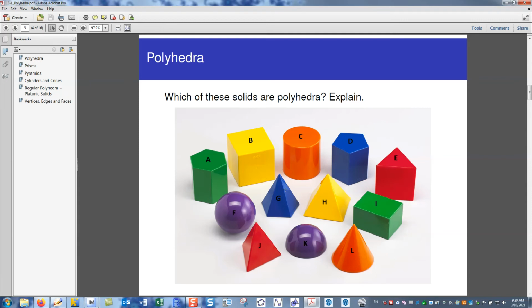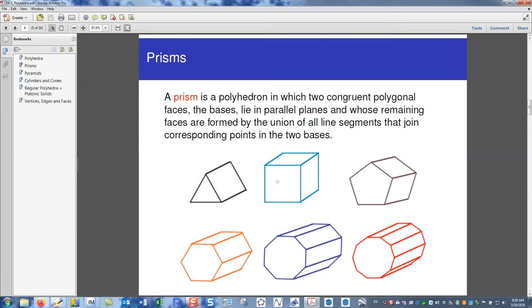Okay, so hopefully you've got a sense of what a polyhedra is. Let's move on and talk a little bit about what prisms are now. Prisms are a special class of polyhedra, or a subset of polyhedrons, in which two congruent polygonal faces, which we call the bases, lie in parallel planes, and whose remaining faces are formed by the union of all line segments that join the corresponding points in these two bases.